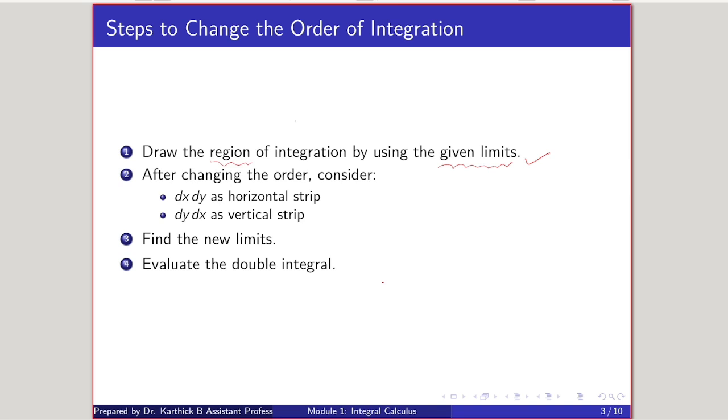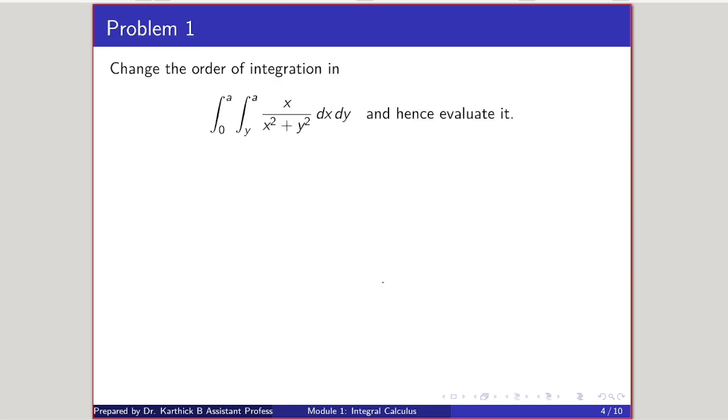If they have given dy dx, then we will change it into dx dy. Then we will choose the strip as horizontal. If they have given dx dy, we will change it into dy dx. Then we have to choose the vertical strip. After doing this, we want to find the new limits for both x and y. Then with the new limits, we have to evaluate the given function. That's all. So let's go for the problem.